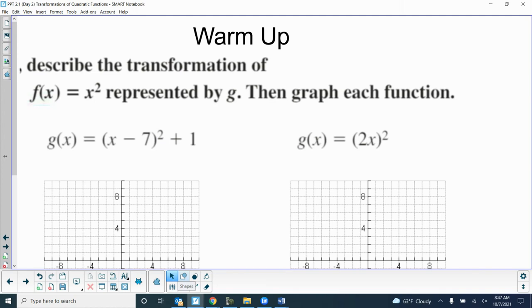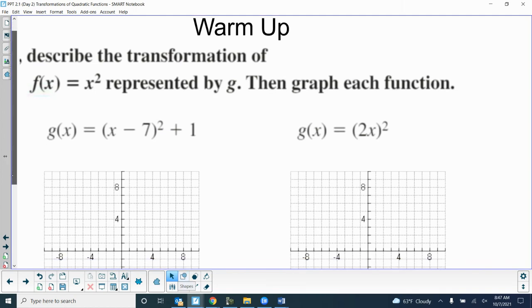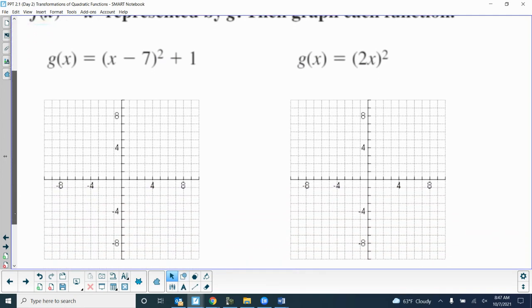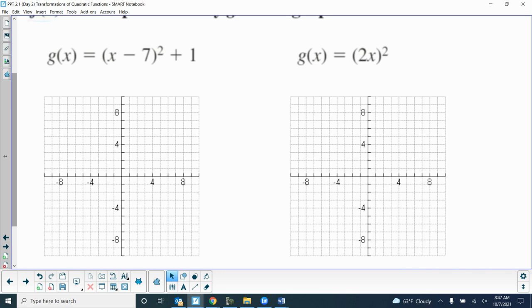All right, so what's happening with the first one here on the left? What's the minus 7 telling me? Right 7. And what's the plus 1? Up 1, right? So our parent function vertex is here. So if we go right 7 and up 1, we'll change the color here. That's the new one, right?